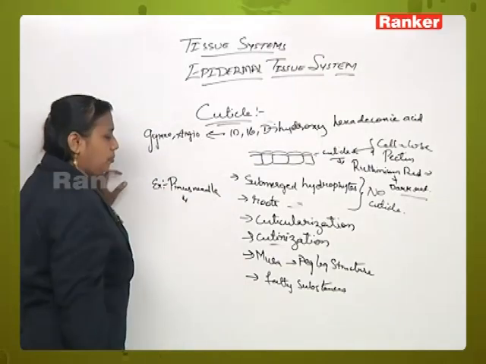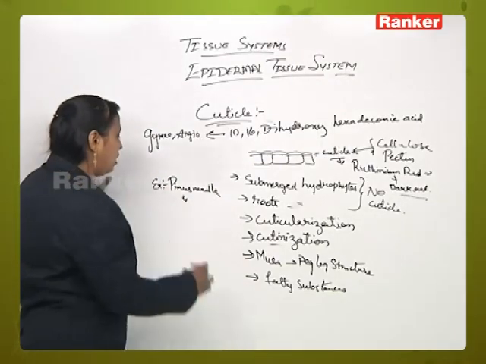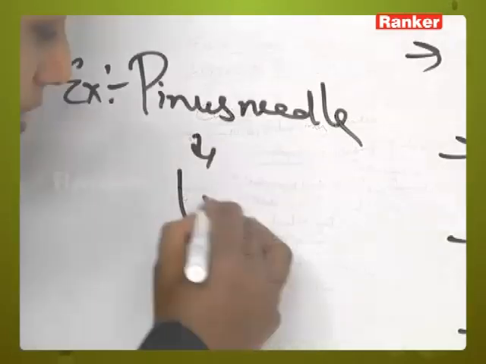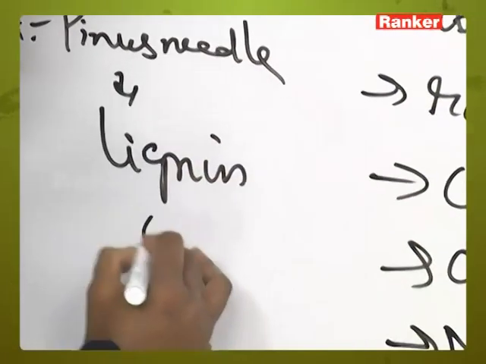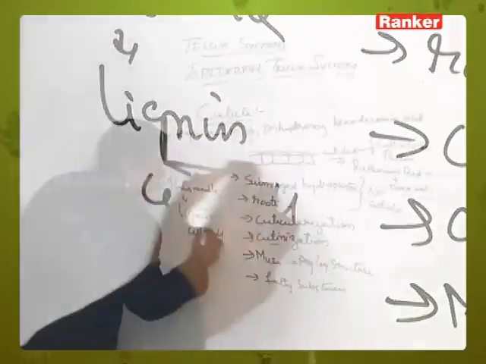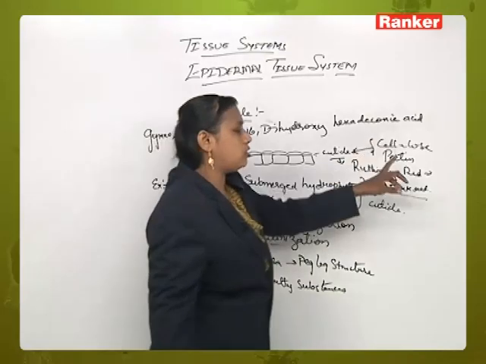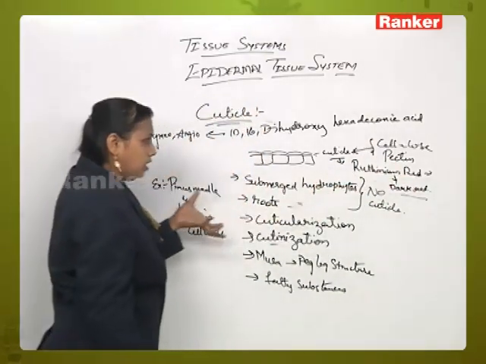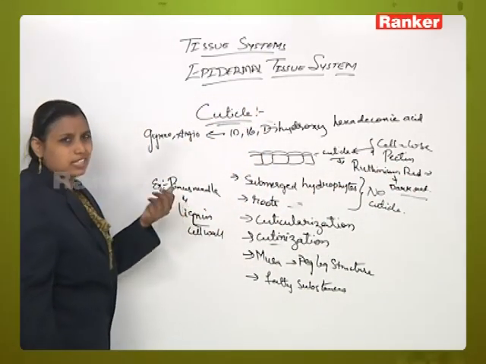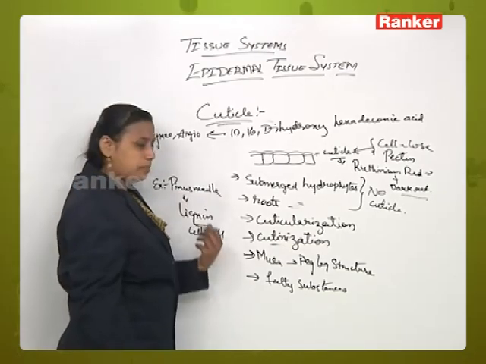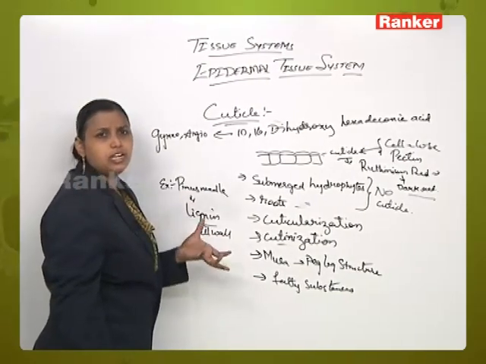Now, in addition to that, we will also see, for example, in the case of the pinus needle, the deposition of lignin in the cell wall. Normally we said the cell wall is made up of cellulose and pectin, but in the case of the pinus needle we can clearly see the presence of lignin deposition on the cell wall.